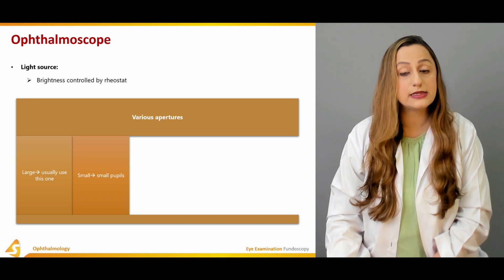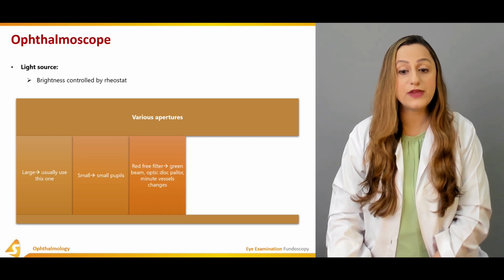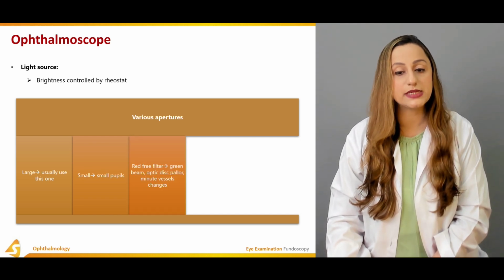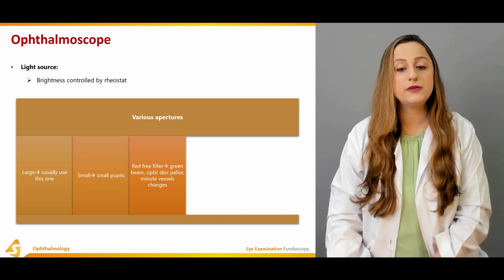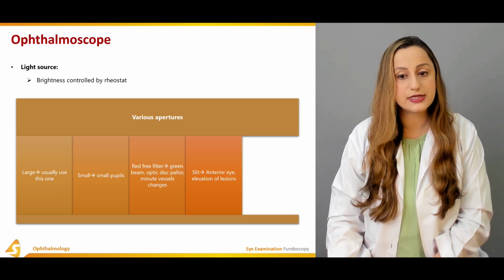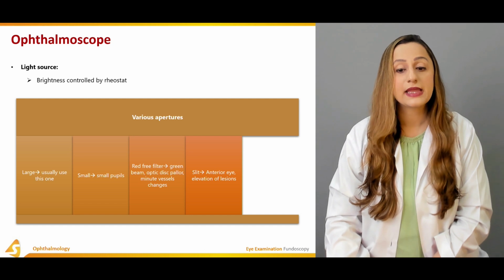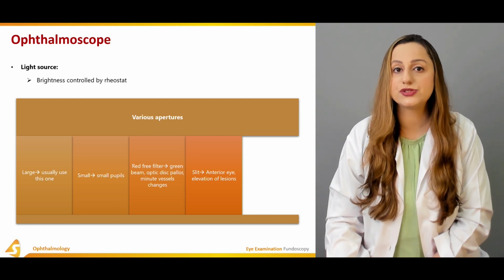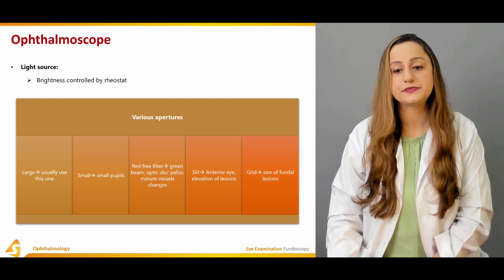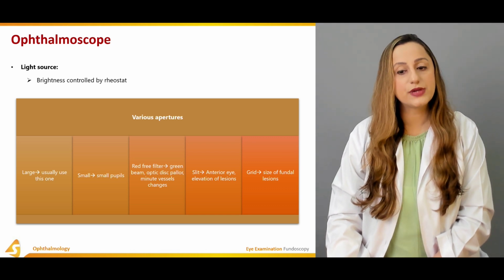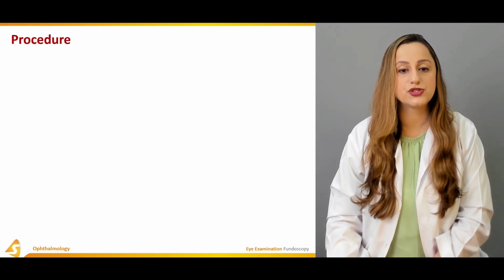There are various apertures. The large one is used in this one. We have a small one for small pupils, and a red free filter, that is the green beam, for optic disc pallor and minute vascular changes that are seen over here. The slit shows the anterior eye and elevation of the lesions. Then we have the grid, by which the size of the fundal lesions is noted down.